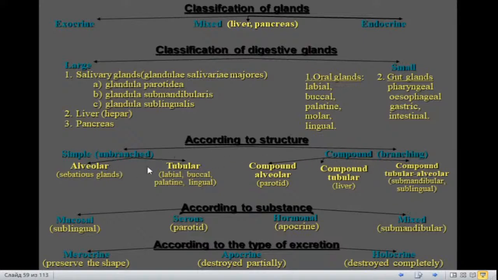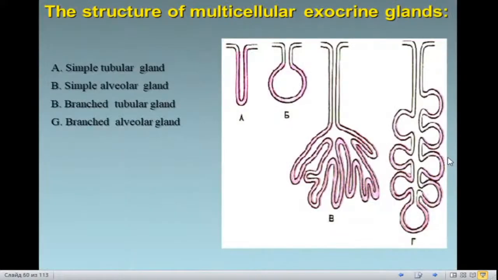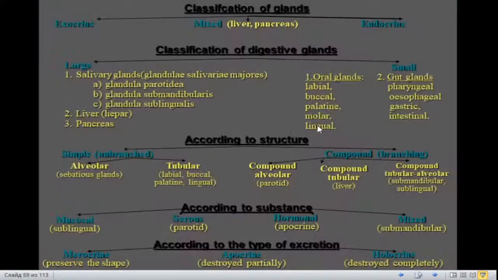Now, according to structure, all glands can be classified into simple and compound. Simple are alveolar or tubular. These are alveolar glands, and these are tubular glands, just according to their shape. Alveolar are sac shaped, tubular are just like a small tubule. And these are their branching: branched alveolar and branched tubular. And compound glands are branched, as you see before.